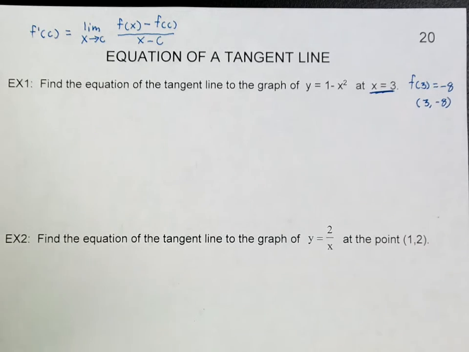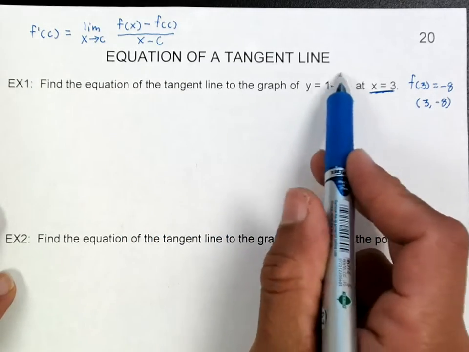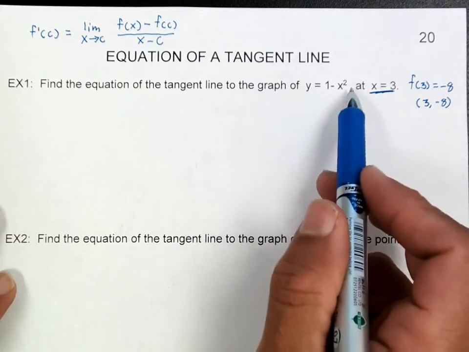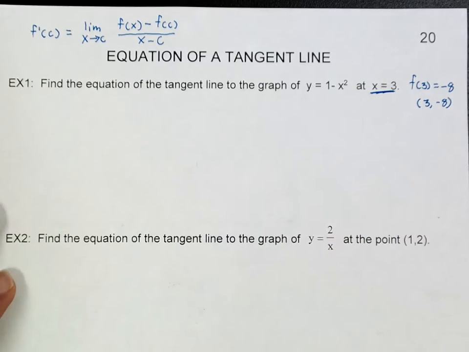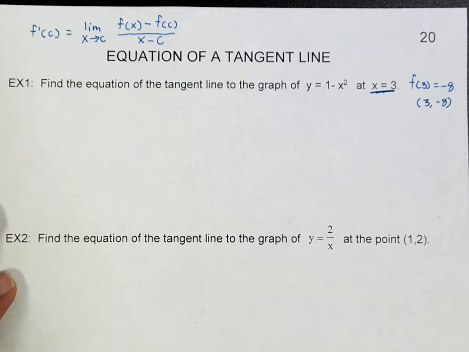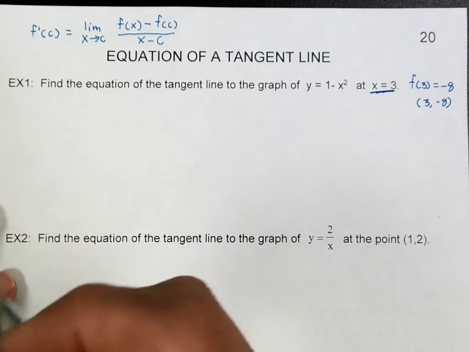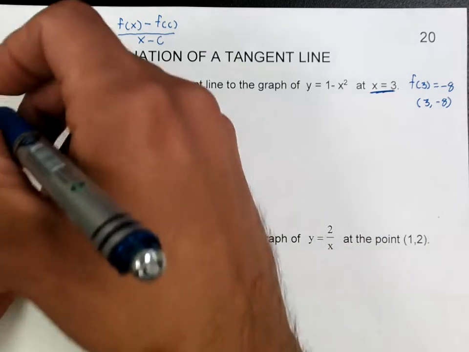Alright, so let's make sure we understand what we're looking for here. We're finding the equation of the tangent line with this equation right here. So I'm going to graph this here in just a second, so hopefully you understand. Alright, so to find the equation of a line, remember the two things that we need are a slope and a point. We already have the point, so now we need the slope. And to find the slope, I need to use the derivative.